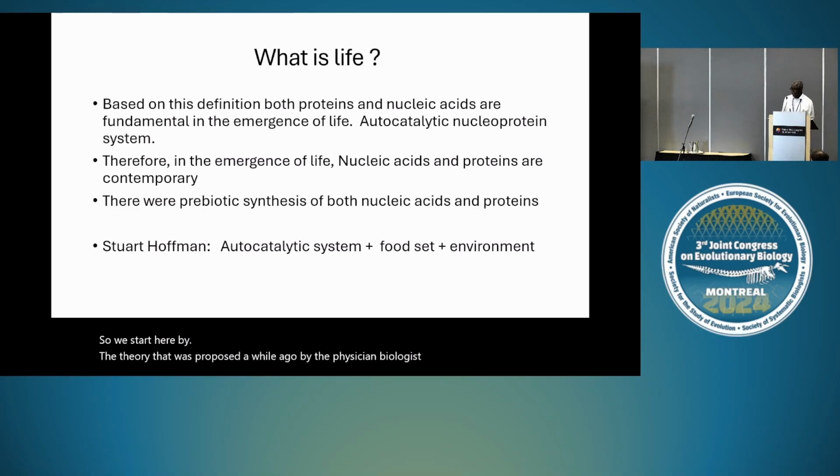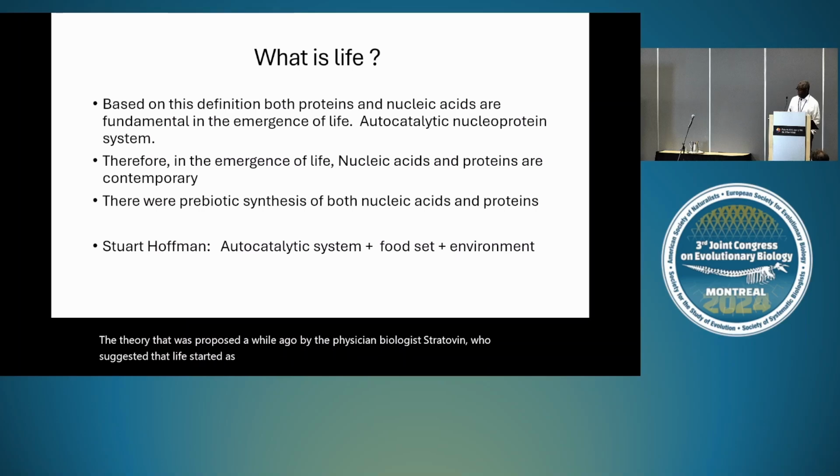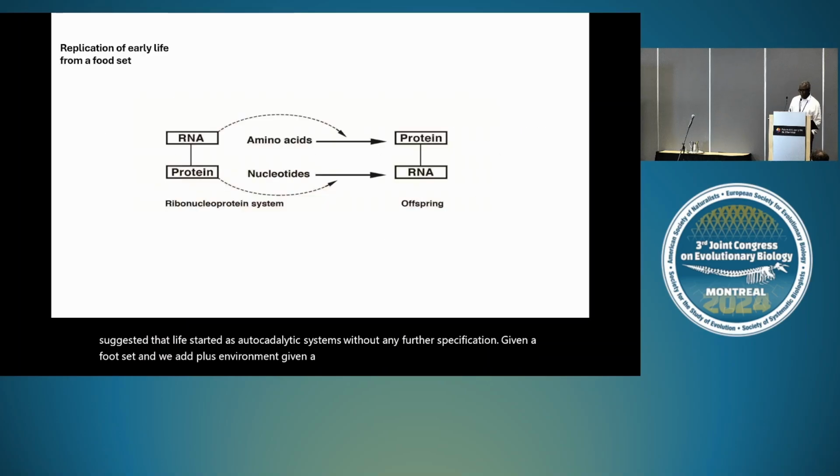And so we start here with the theory that was proposed a while ago by the physicist biologist Strothofen, who suggested that life started as autocatalytic systems without any further specification, given a food set plus environment. A food set autocatalytic system of RNA and protein that, given a food set of amino acids and nucleotides, would continue to perpetuate and evolve.